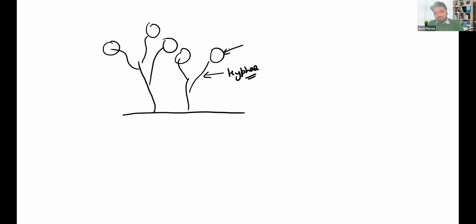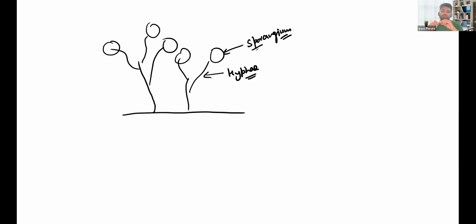No, this bulb-like structure. What is the name, Jobita? What is the name given to this one? Sporangium. Okay. So can you tell me under what conditions the spore formation takes place?